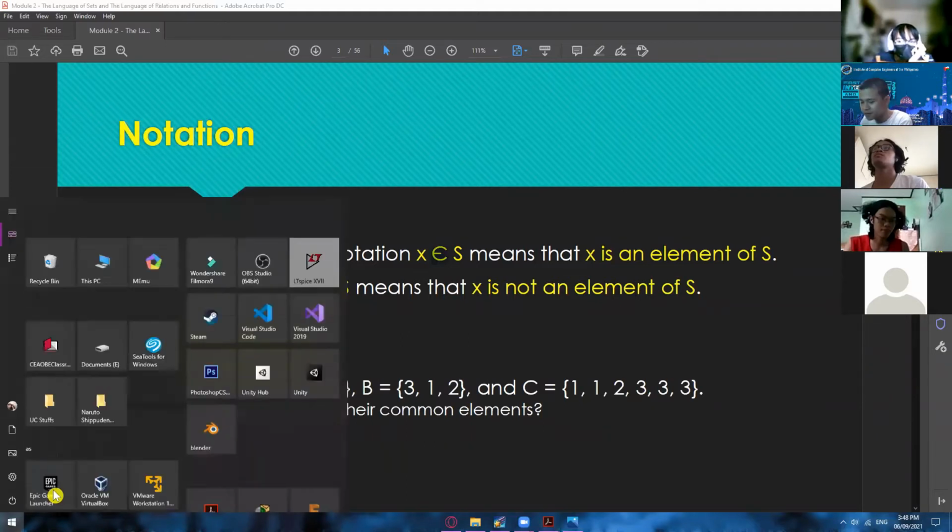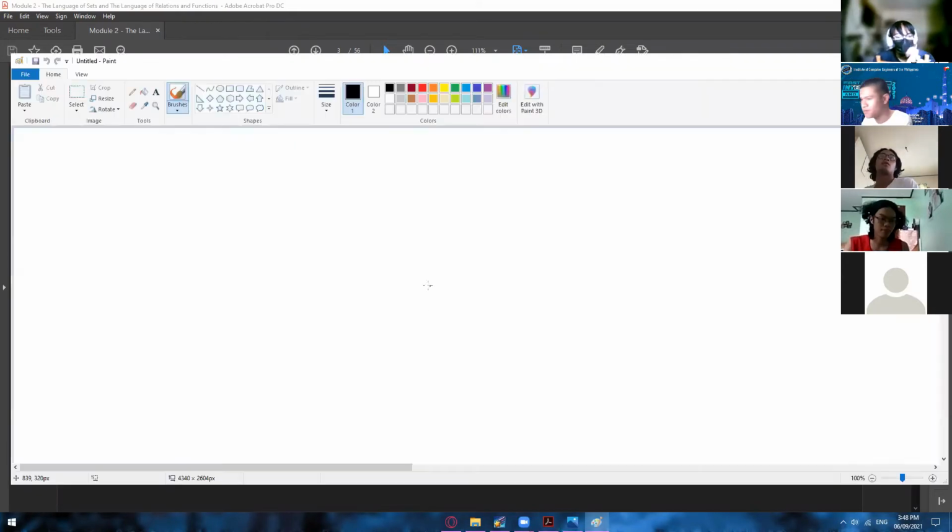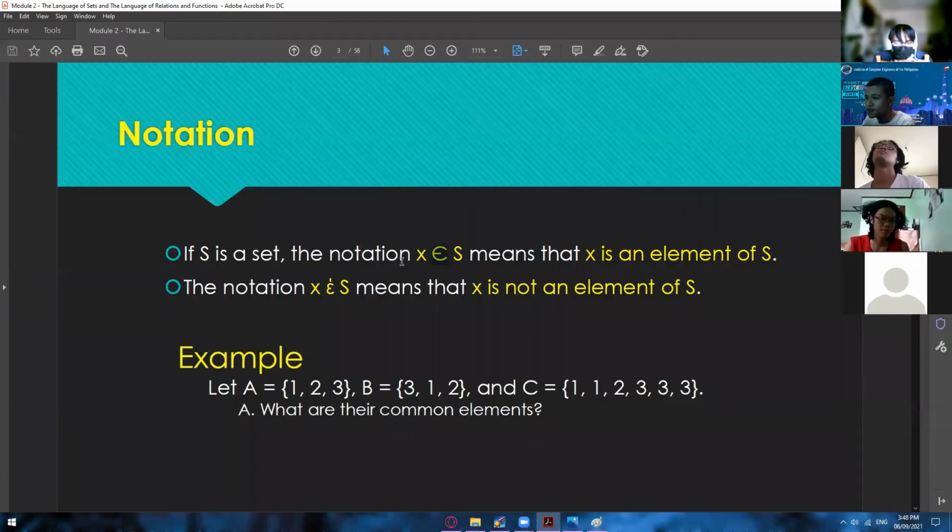If I'm going to draw that on a whiteboard or a blackboard, it should be something like this. This one represents not an element. Or this one is also the same as this, or like this. This one is the same as this one. So this one is also not an element. If it's just ∈, it means that it is an element of that set. But this one, ∉, is not an element of S.